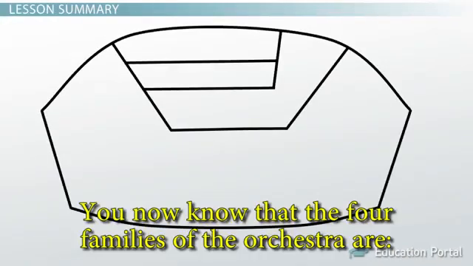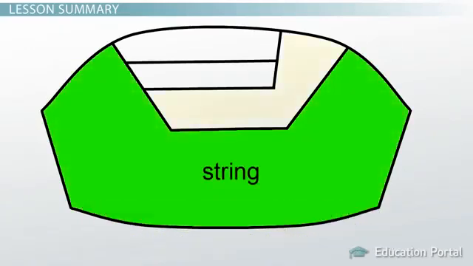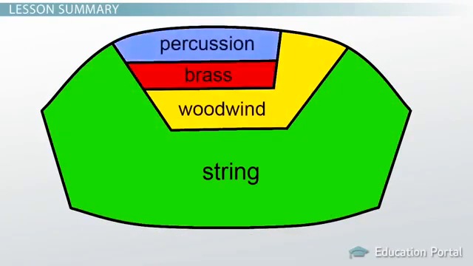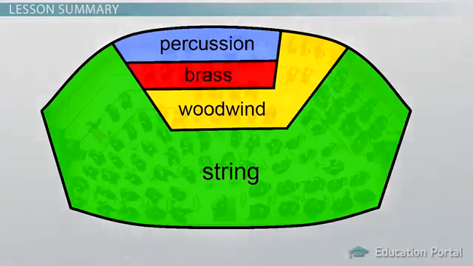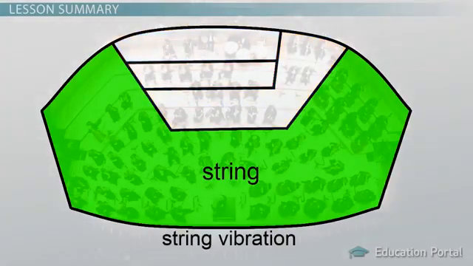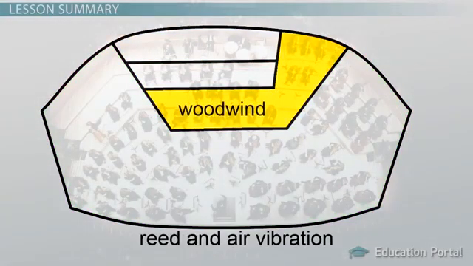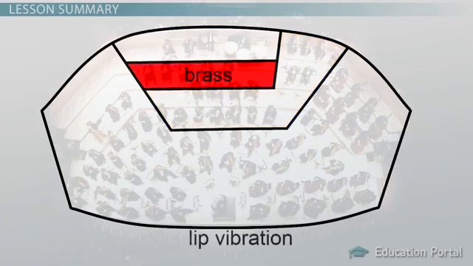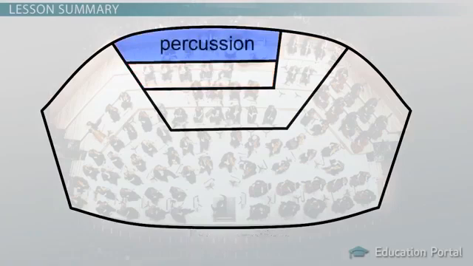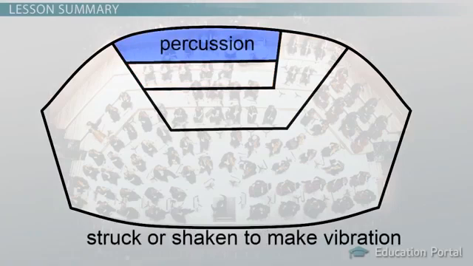You now know that the 4 families of the orchestra are the string, woodwind, brass, and percussion families. The string family uses string vibration, the woodwind family uses reed and air vibration, the brass family uses lip vibration, and the percussion family contains instruments that are struck or shaken to make vibration.